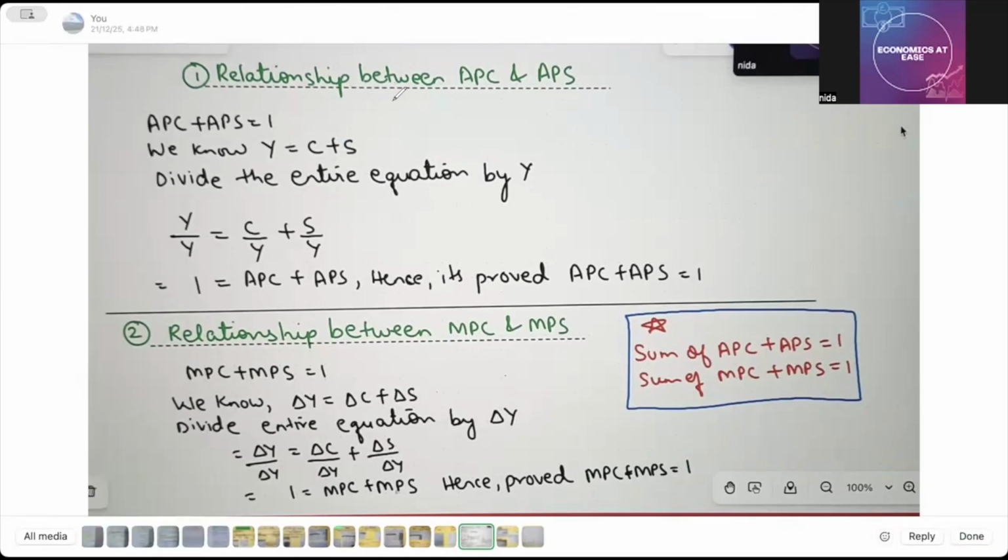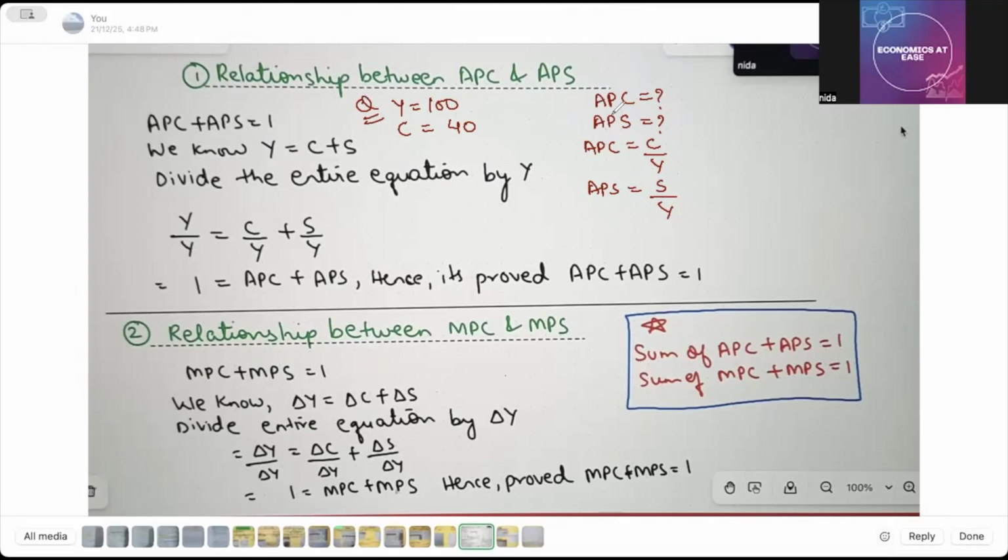For example, the income is 100, and consumption is 40. Now you need to find out average propensity to consume and average propensity to save. This is the question. How are you going to solve it? First, we will write the formula. APC is equal to C upon Y, and APS is equal to S upon Y, that is saving upon income.